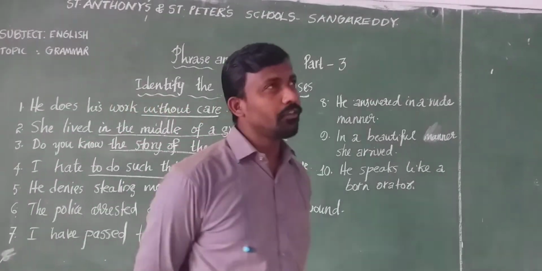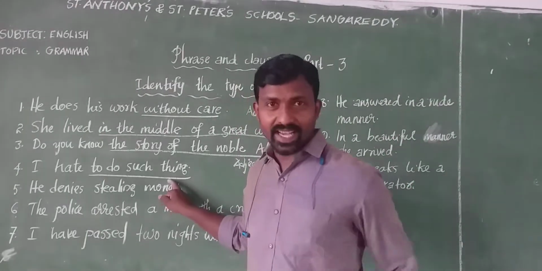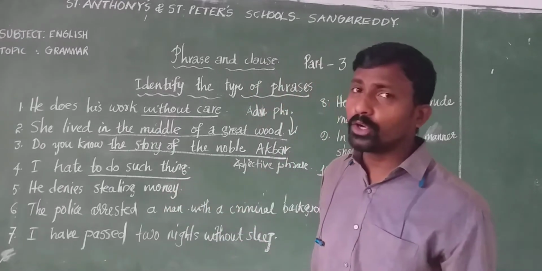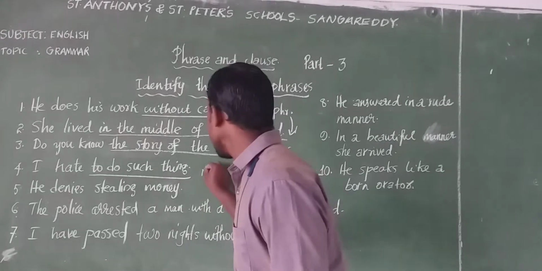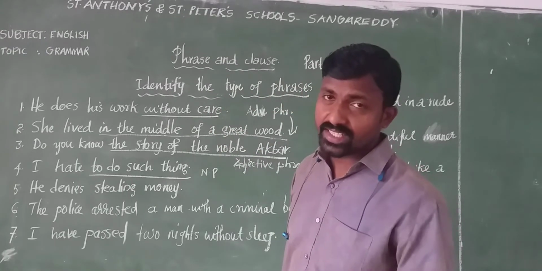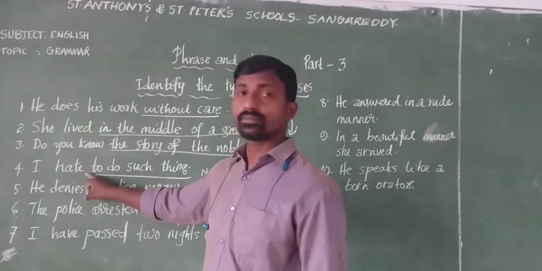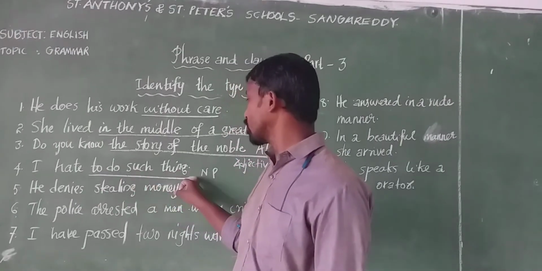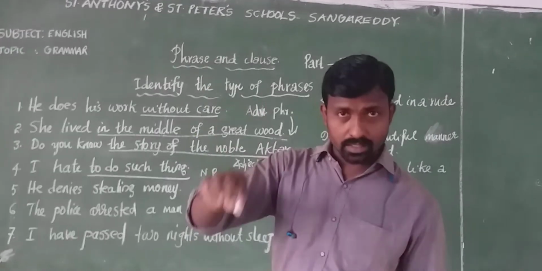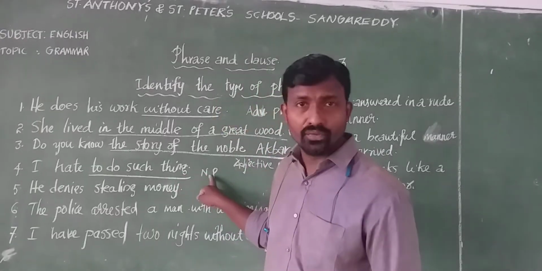What kind of phrase is it going to be? Noun phrase. It came automatically. Why do I say this is a noun phrase? In the previous class we discussed that if you get an answer for the question what do I hate? I hate to do such things. To do such things, that is what I hate. So we have an answer for the question what. So this is a noun phrase.